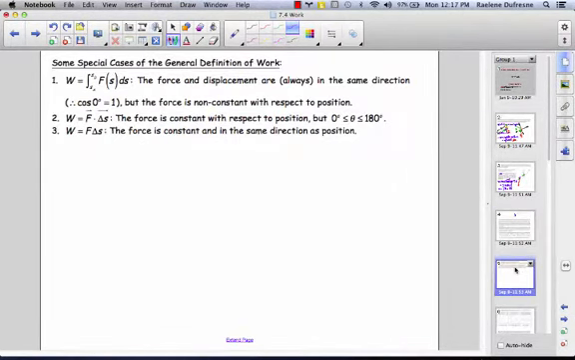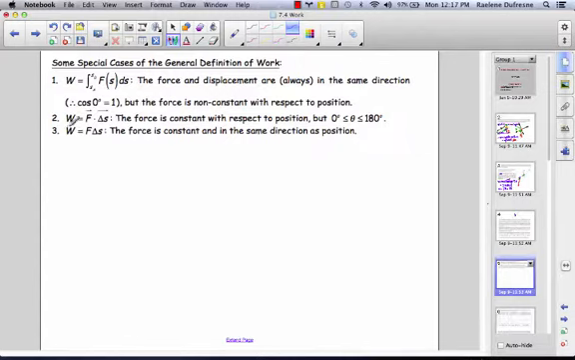Okay, so some special cases we saw earlier of the general definition of work. We saw in Calc 1 that we could define work as a definite integral from some beginning position to some final position of f of s ds. But in this case, the force and displacement are parallel.